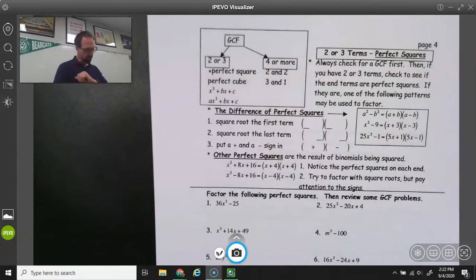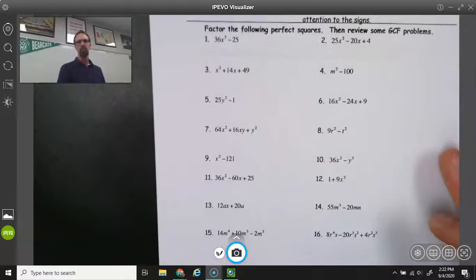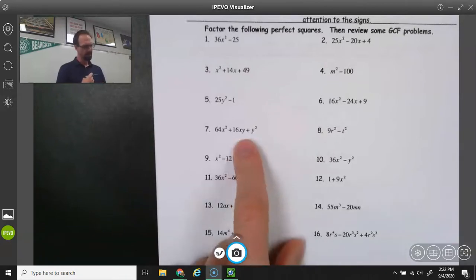Let's go ahead and do a couple of these together. I'm going to do number 7. So 7 is 64x squared plus y squared. I'm checking to see, are both of those perfect squares? 64 is a perfect square. X squared is a perfect square. So both of them together are also a perfect square. And y squared is also. Now I'm going to check this middle term, because that's where I get confused.